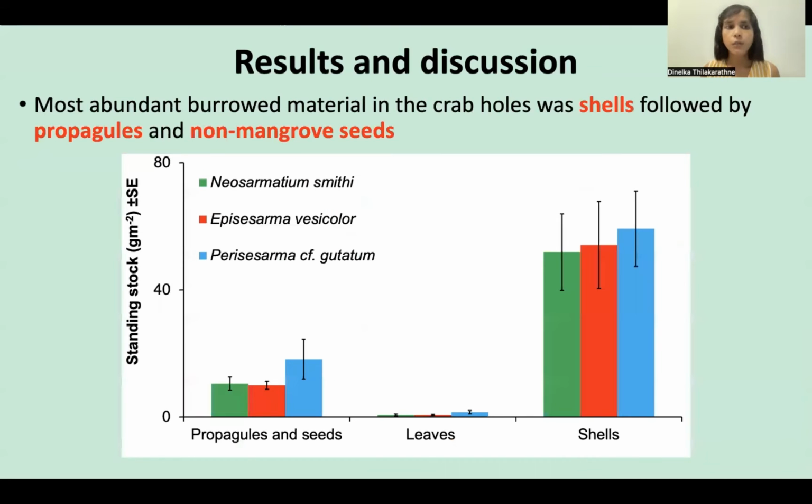In addition, we wanted to look at the most abundant burrowing materials inside these crabs' holes. We found that shells are the most abundant burrowing materials inside the crab holes, followed by propagules and seeds of non-mangrove species.